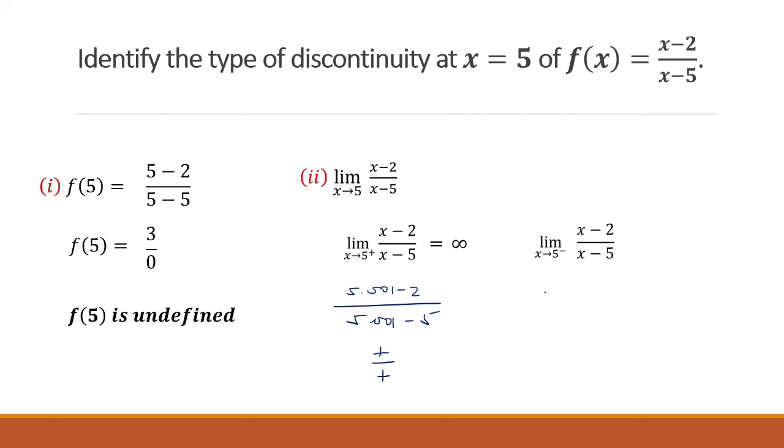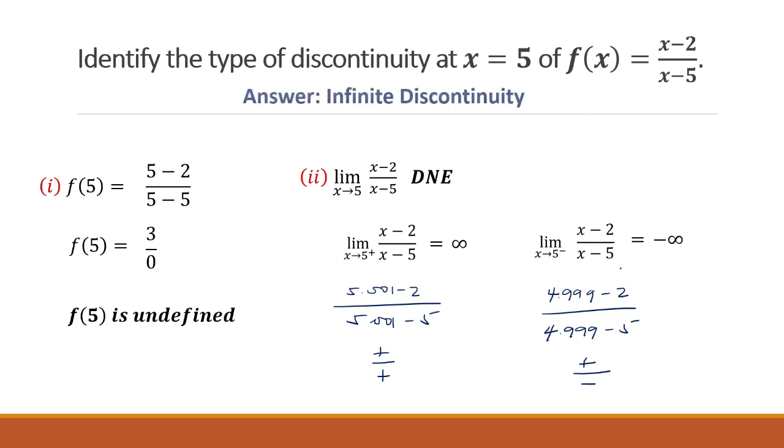Now we're going to use 4.999 minus 2 over 4.999 minus 5. For the signs, we have positive over negative, so this would be negative infinity. So the limit at x is equal to 5 does not exist. But to identify the type of discontinuity, since we have infinite limits, this is an infinite discontinuity.